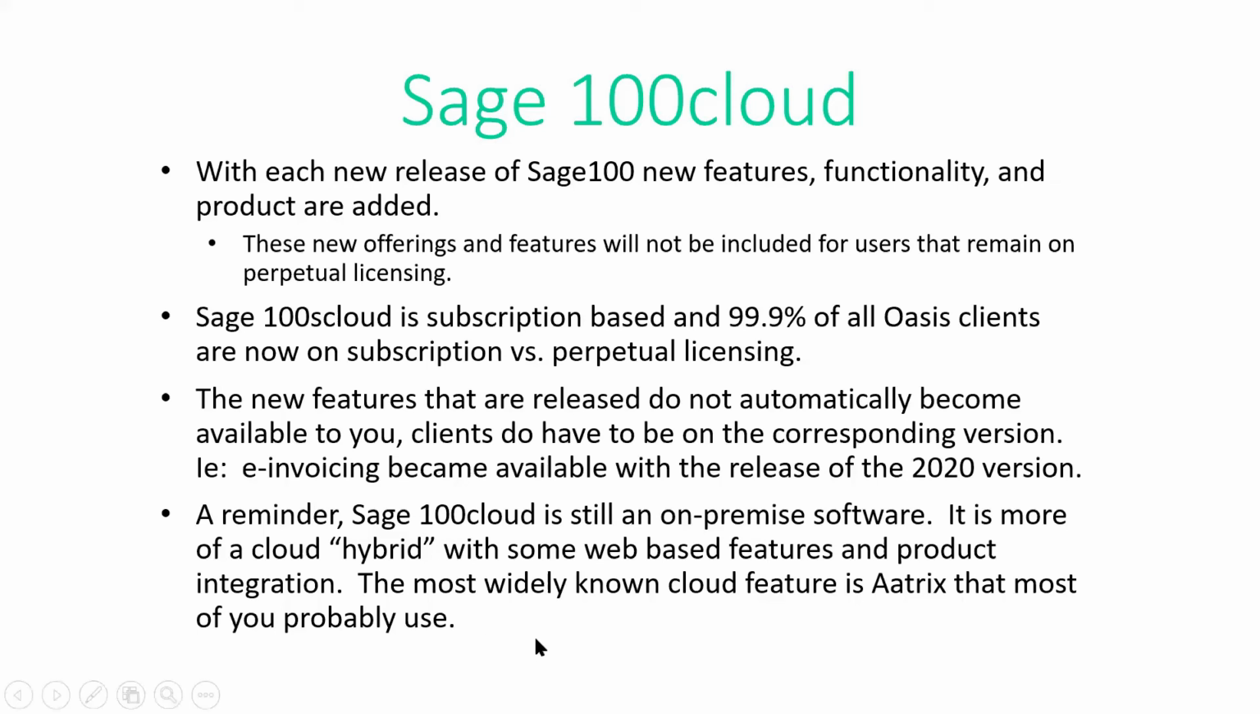Also, just this last bullet point, I think we've talked about this quite a bit, but Sage 100 Cloud is still an on-premise software. It's really more of a cloud hybrid with some web-based features and product integration that makes it that cloud hybrid. Probably one of the most widely known and used cloud features is Atrix, which most of you probably use either for processing your 1099s or your W-2 forms.